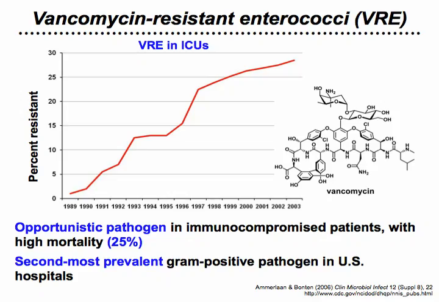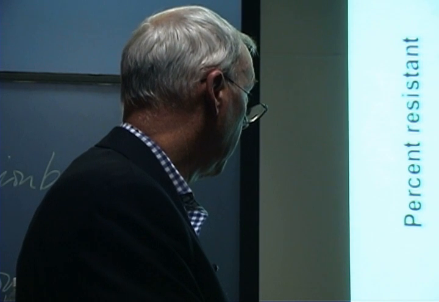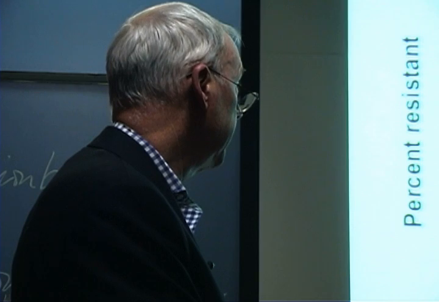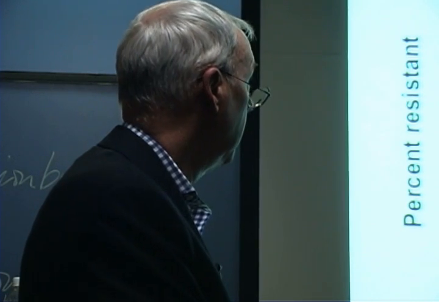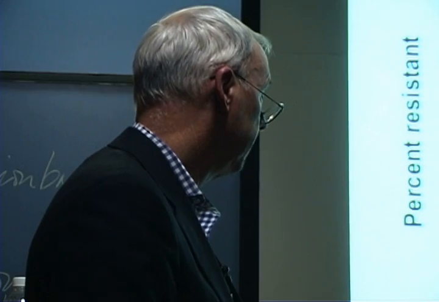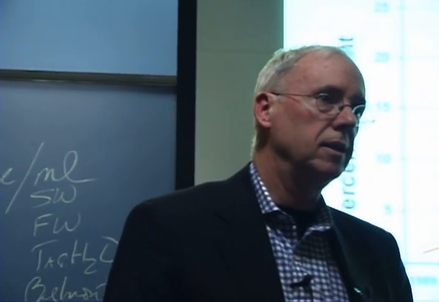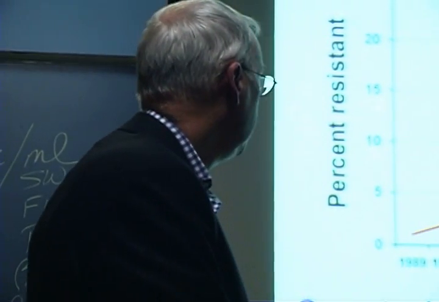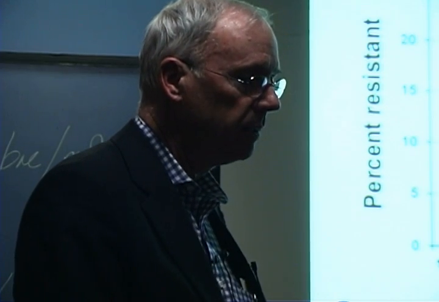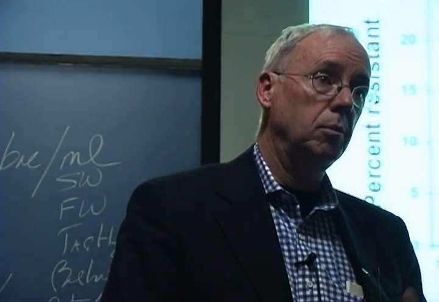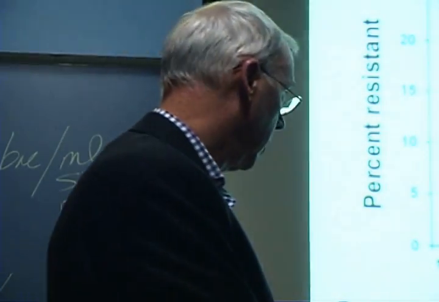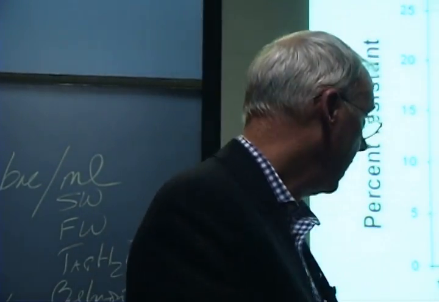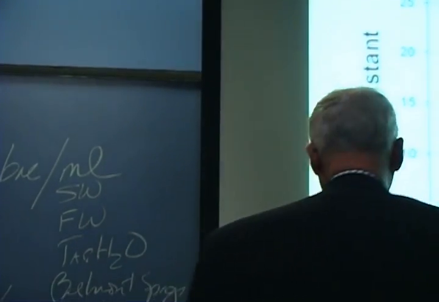Vancomycin-resistant enterococci, gram-positive, structure doesn't matter, have become a truly problematic pathogen starting in the late 80s with a single-digit incidence in intensive care units, now over 30%. This is a sort of opportunistic pathogen. Staph aureus is a professional pathogen. It's a real killer. VRE, or enterococci, don't really do much to healthy people because our immune defenses are strong enough, but of course most of the people in ICUs are immunocompromised, and there you can see it's 25% mortality.